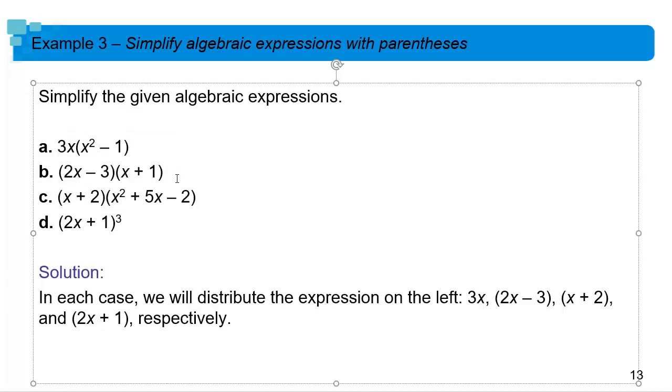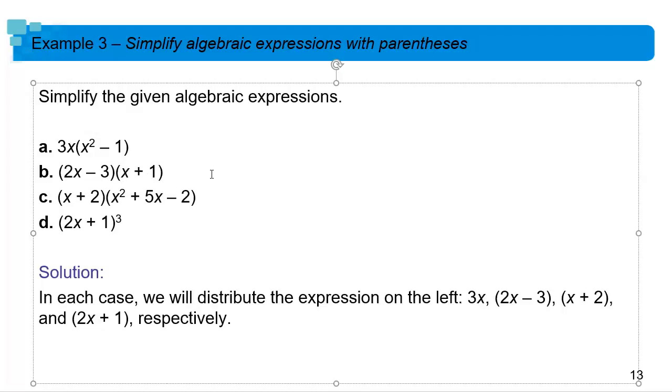Instead, just learn to always be systematic. If I'm going to multiply this thing, I'm going to start with my first term and I'm going to distribute it through. So I'm going to go 2x times x and then 2x times 1. Then I'm going to move on and do minus 3 times x and minus 3 times 1.